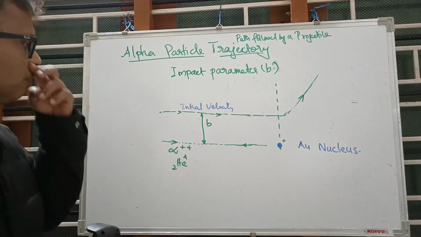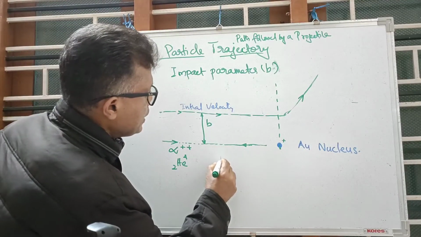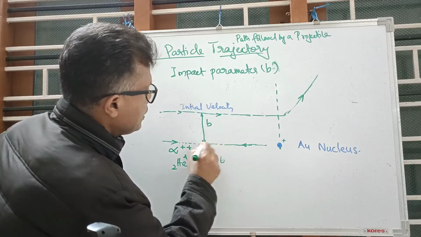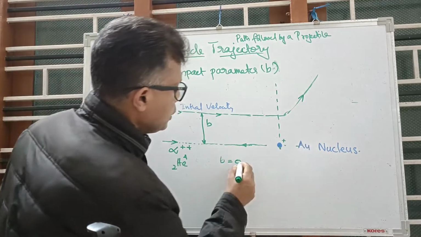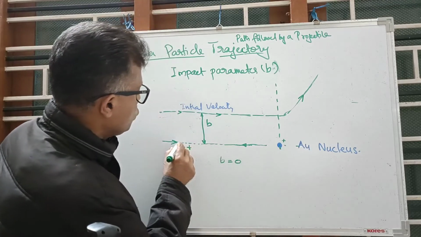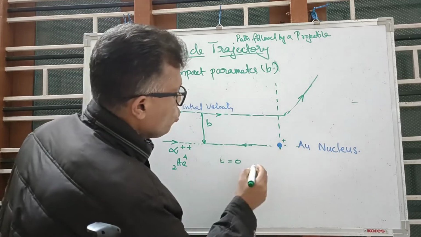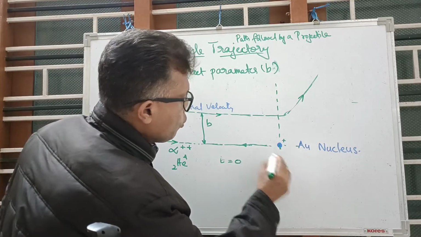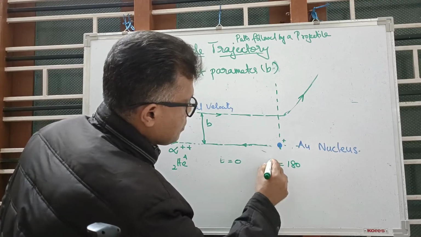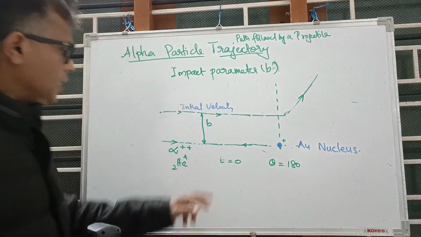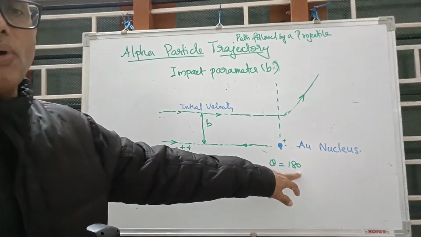Okay, now you tell me, if this B is equal to 0, B is equal to 0, it means this line is going and it is coming back. So, this theta is equal to how much? This is 180 degree. Clear, no? If B is equal to 0, theta becomes 180 degree.